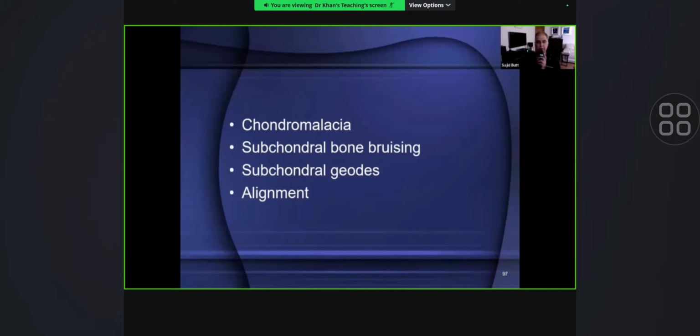So you get stages of problem. You have initially chondromalacia, which means the cartilage is soft, then it becomes torn, it becomes eroded, which leads to subchondral bone getting edema and bruising, which then increases to form subchondral geodes or little cysts under the cartilage surface in the bone. And then finally, you end up with malalignment problems, which means that by that stage, it's too late for any effective conservative treatment.